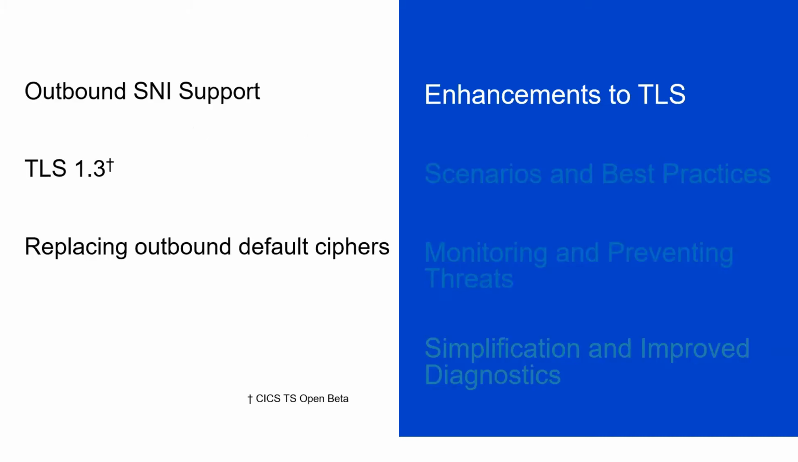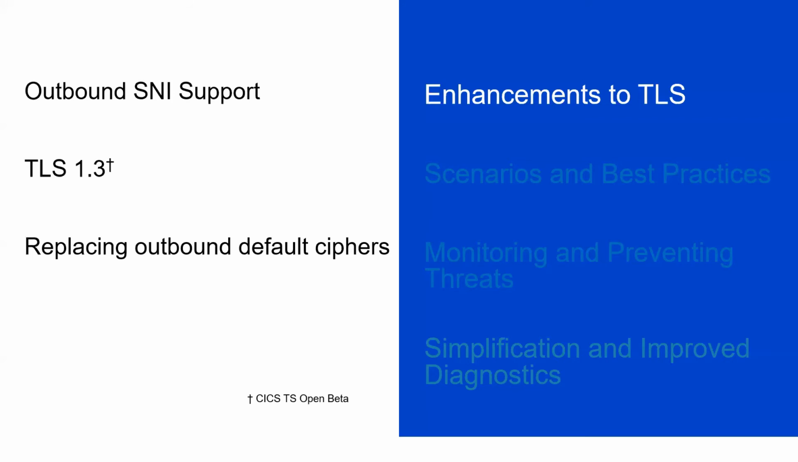So first of all, the enhancements to TLS, and I'm going to cover three things in here. First of all, SNI support, then TLS 1.3, and also replacing outbound default ciphers. You will see in each of these introduction sections that I've got, there's a little mark to indicate whether something is in the open beta. If not, it's available in 5.6 or possibly earlier via APAR.